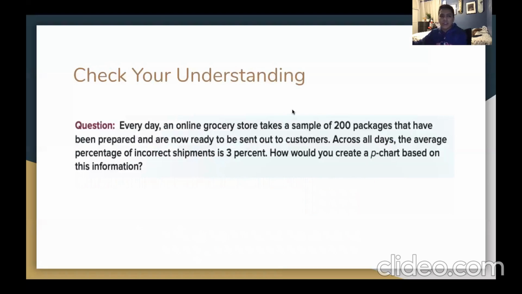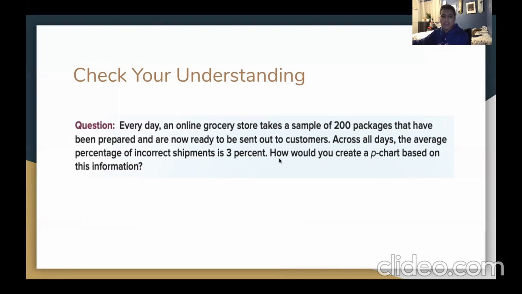So this is just a quick question to check your understanding. If you need, you can pause it right here, but I'm going to read it to you. Every day, an online grocery store takes a sample of 200 packages that have been prepared and are now ready to be sent out to customers. Across all days, the average percentage of incorrect shipments is 3%. That's key. How would you create a P-chart based on this information?